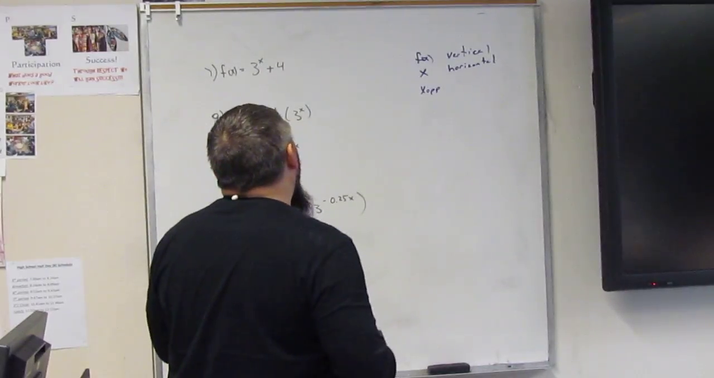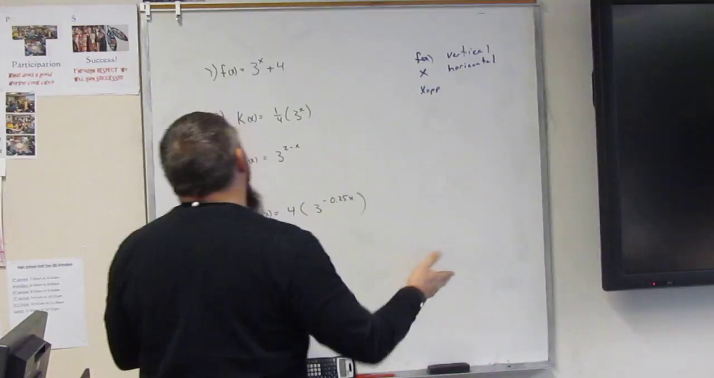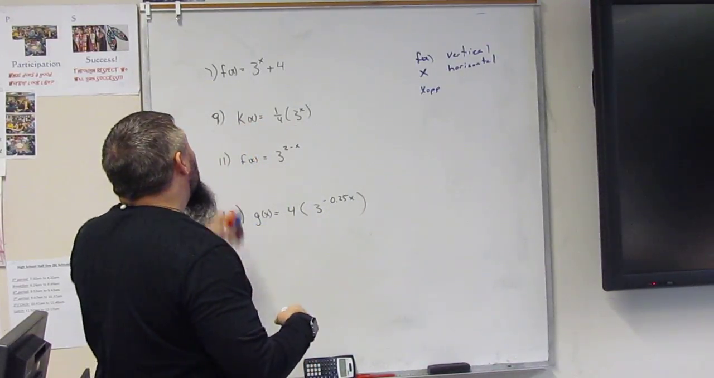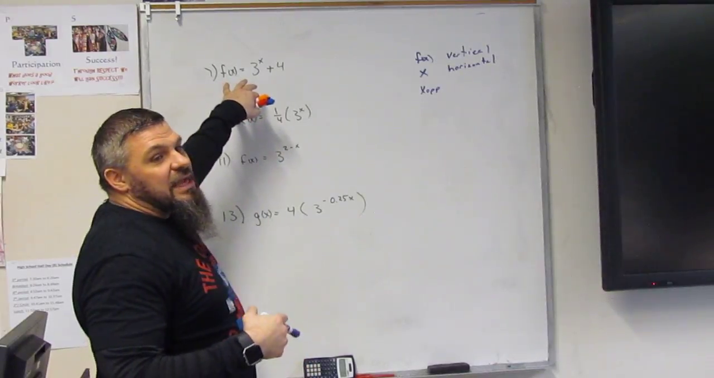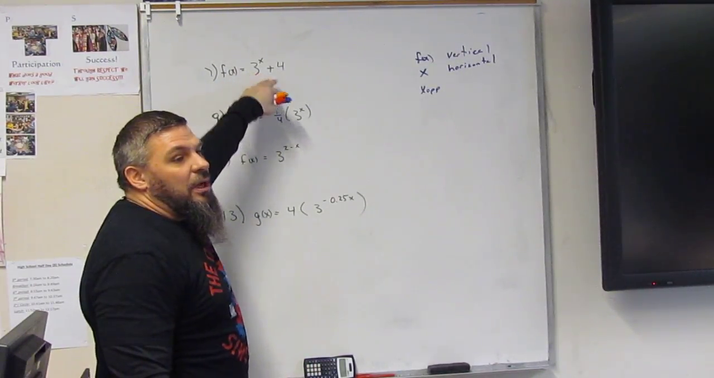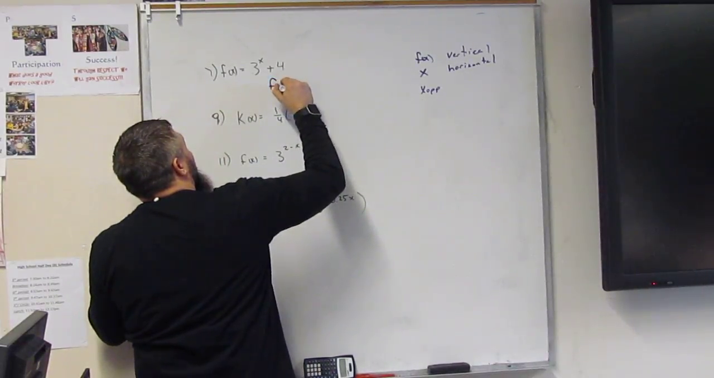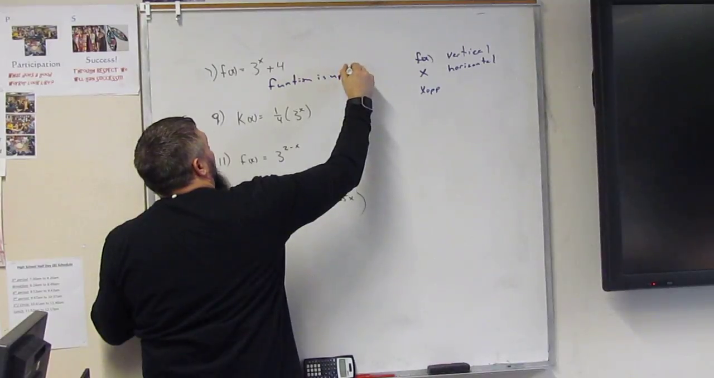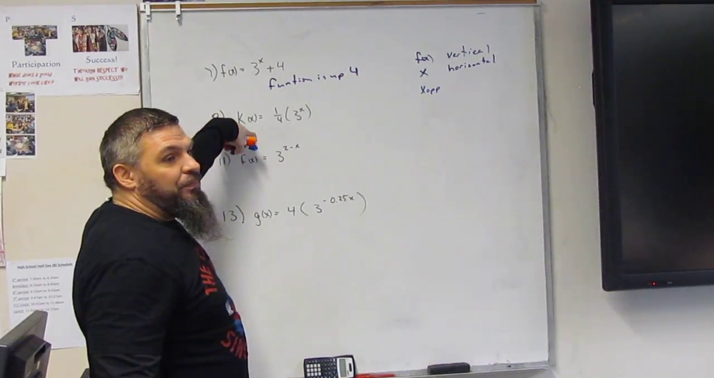So, I think I'm just wasting my time, so I'll just continue over here. Since the x's do the opposite, and the function does exactly what we tell it to do, what's the function doing here? Up 4. Okay. So the function is up 4. What about this one?